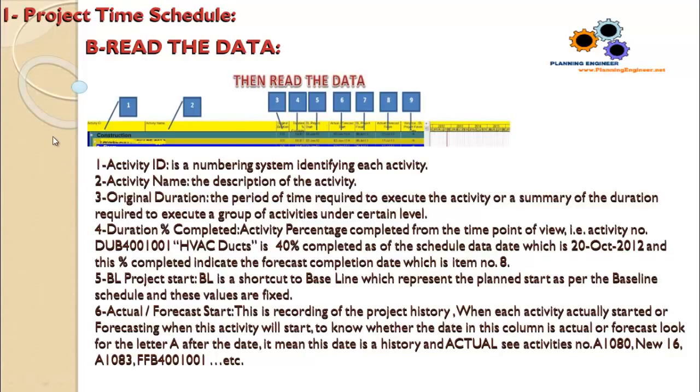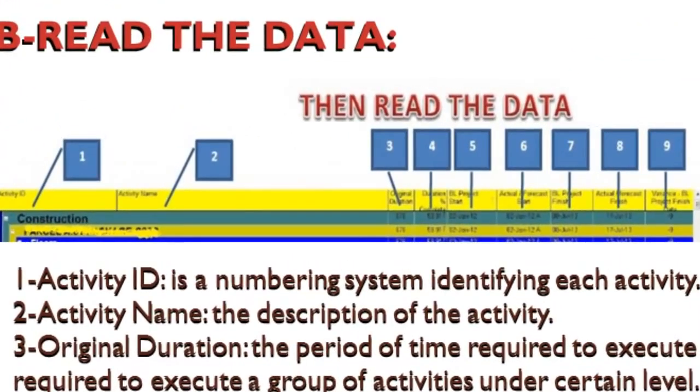We have here item 1, the activity ID. Activity ID is a numbering system identifying each activity. Number 2, activity name, the description of the activity. Number 3, original duration, the period of time required to execute the activity, or a summary of the duration required to execute a group of activities under a certain level.